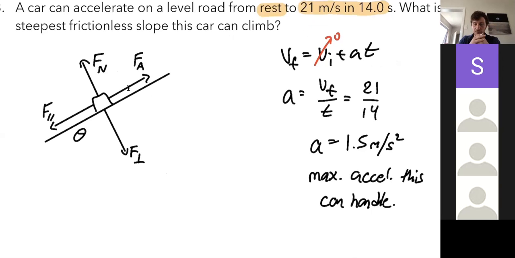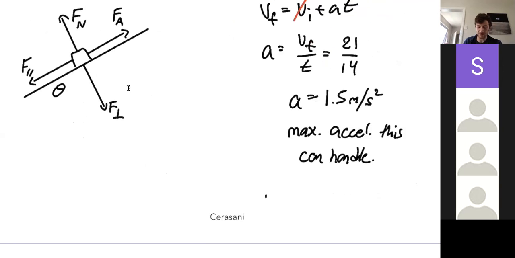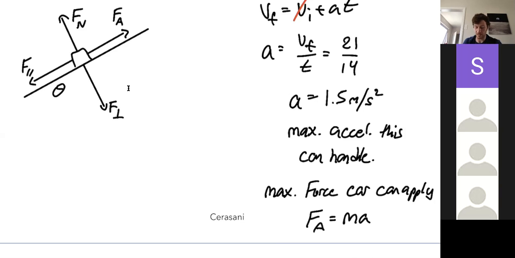That's how much it can apply, which means the maximum force this car can apply, or the engine can apply, will just be FA, the mass of the car times this acceleration of the car. That's as much force as it can apply. If we look back at our free body diagram, the car is going up the ramp, so the sum of the forces in the parallel direction is FA minus F parallel.